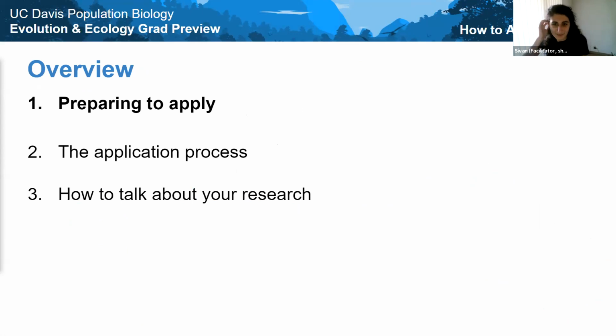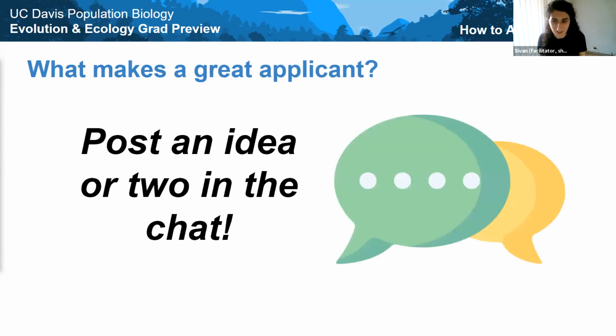And so I'd like everyone to think about what makes a great applicant. I think it's a good place to start because then you can use those qualities and think about how to make yourself stand out. And so everyone type an idea or two in the chat about what are some qualities that you think professors are looking for in prospective students. So students who are applying to join their lab or their program. Let's see what we get.